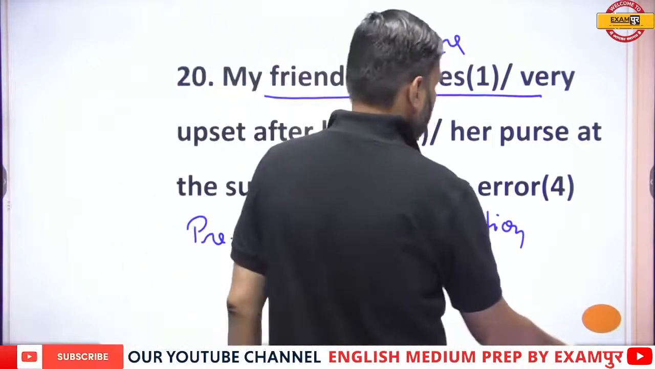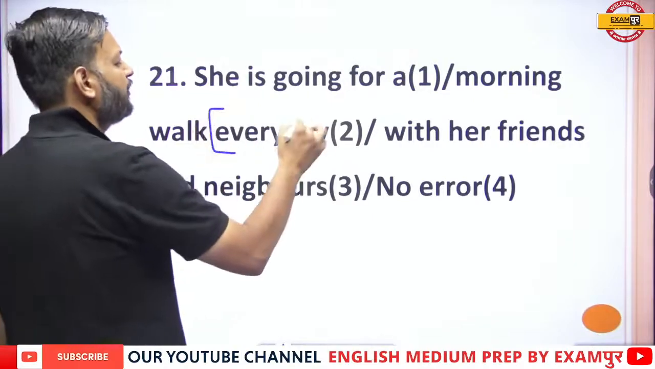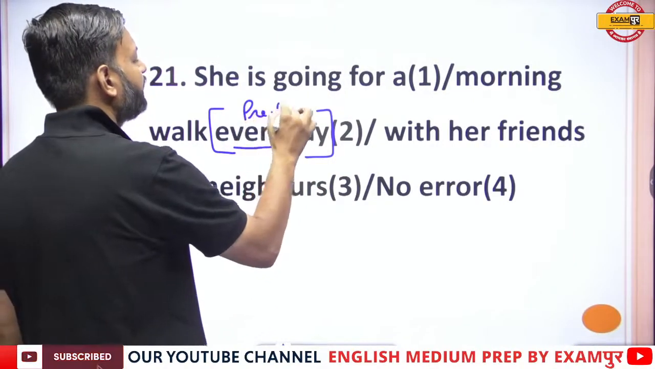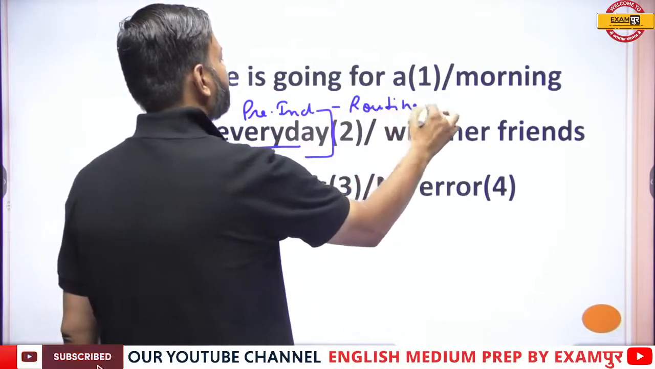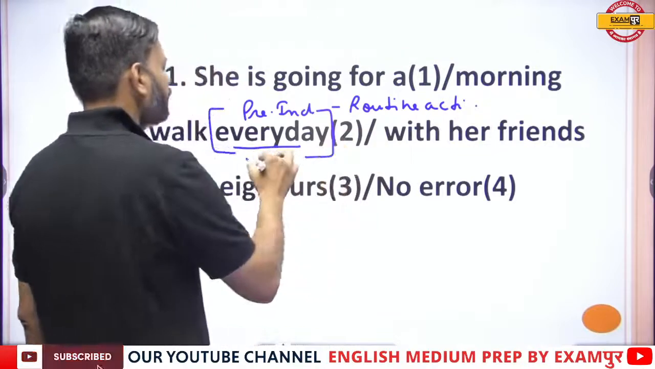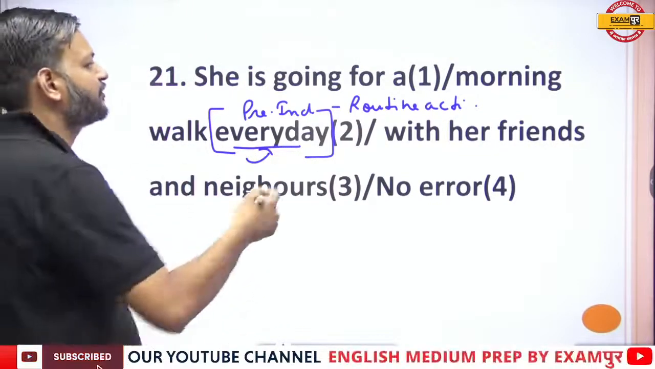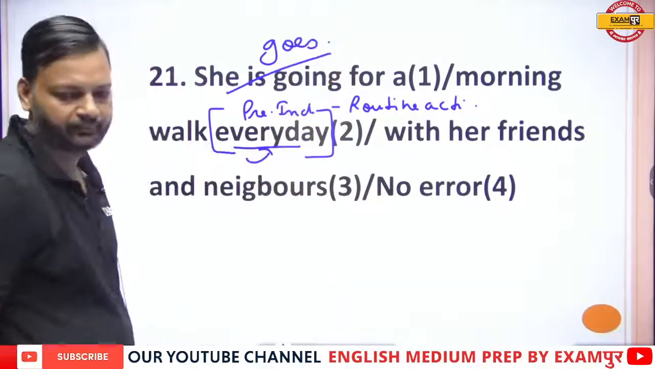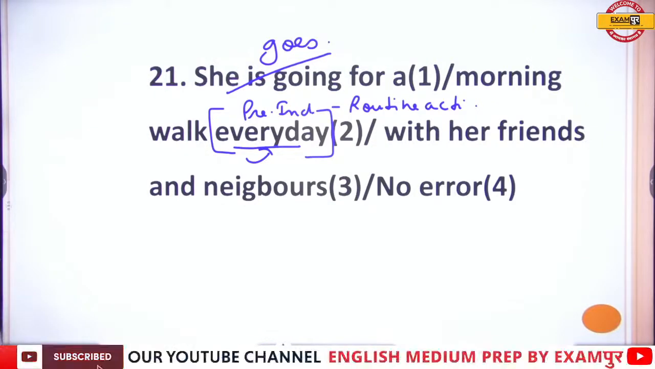Now the next question. She is going for a morning walk every day. So as I told you, something which happens every day is present indefinite because it refers to a routine action. So when we do something every day, it is a routine action and it should be in present indefinite tense. So in place of she is going, we have to write she goes.